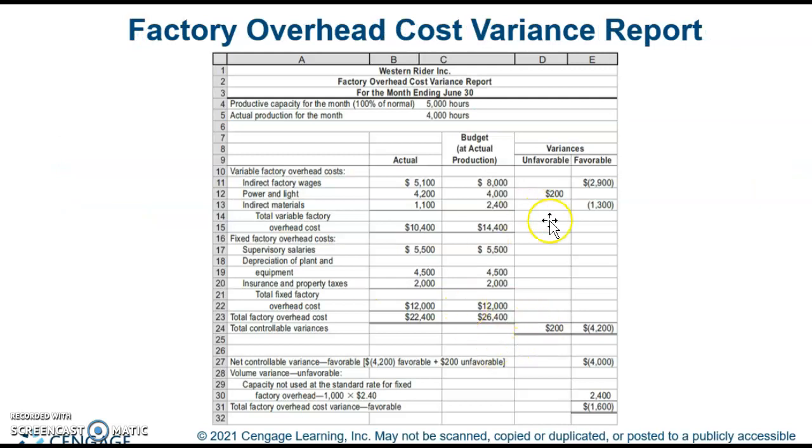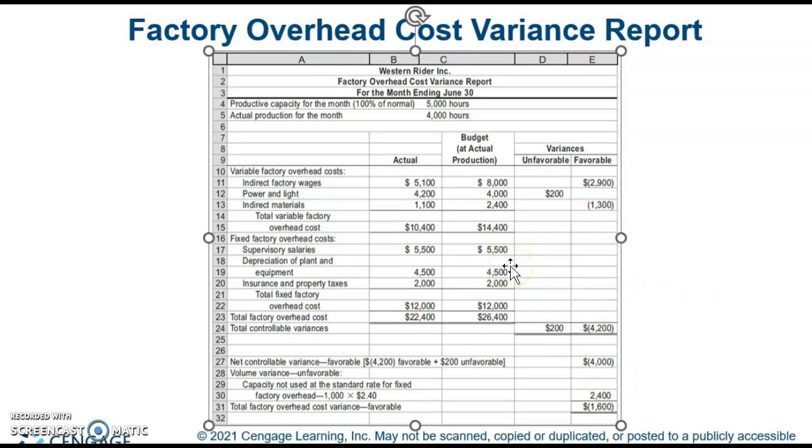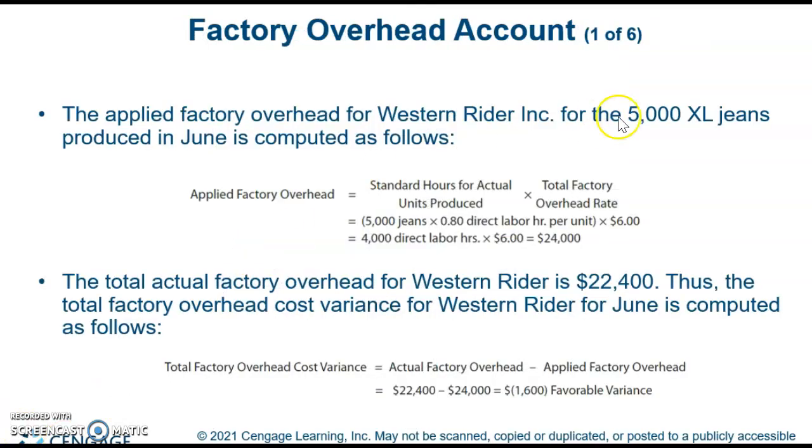So take a minute and study this. This is the same as factory overhead we had earlier, where we break it down into our variable and our fixed and our total. And we've added our columns to show our variance. So the amount that we've computed is computed like this: standard hours for actual units produced times our total factory overhead rate. And our actual is given from actual costs that we have incurred.